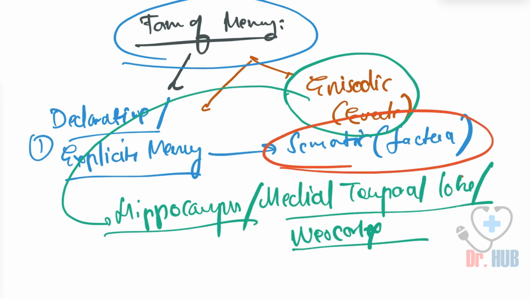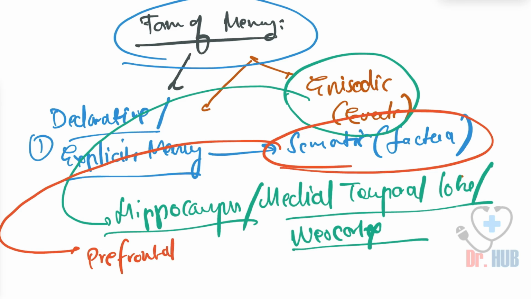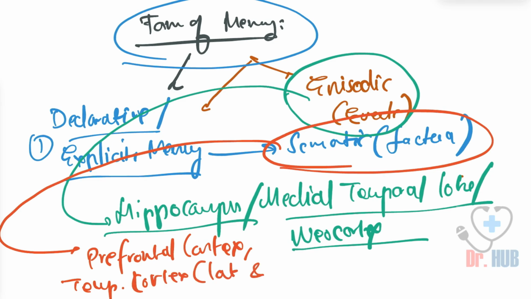Now we will look at the semantic, the factual information. This is present in the prefrontal cortex. It is present in the prefrontal cortex and also the temporal lobe. Temporal lobe, that is the temporal cortex, that is the lateral and the anterior.